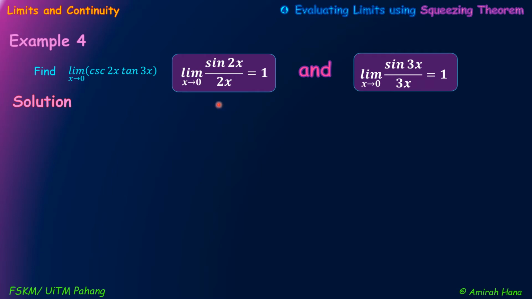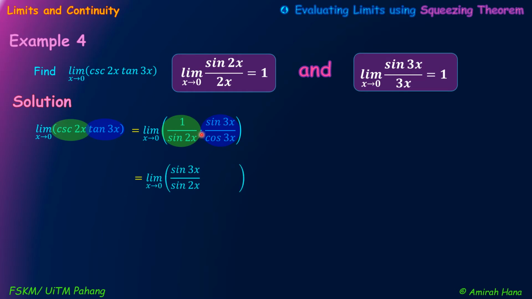Since we want to write in terms of sine from the squeezing theorem, from the given question we can write limit as x approaches 0 of cosec 2x tangent 3x equals to limit as x approaches 0. We write cosec 2x equals to 1 over sine 2x from the reciprocal function identity. And we write tangent 3x equals to sine 3x over cos 3x. And in between is a multiplication operation.